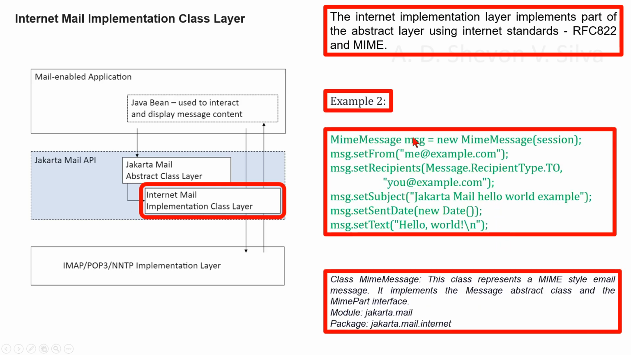As example 2, we can consider this code segment. Here the class MimeMessage. This class represents a MIME style email message. It implements the Message abstract class and the MimePart interface. This is in the module jakarta.mail, and this is in the package jakarta.mail.internet.